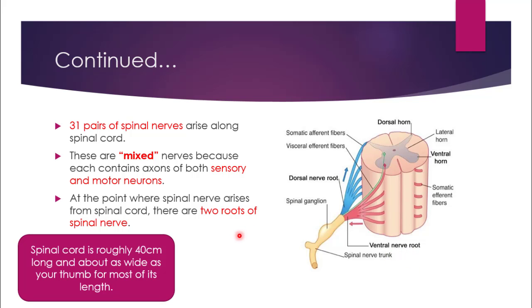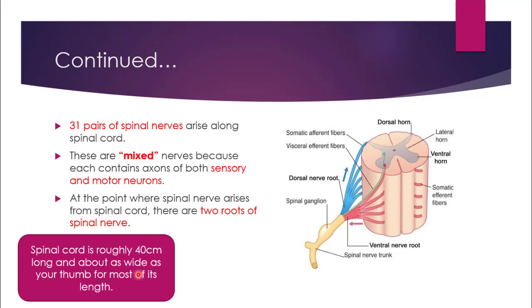If we talk about the length of spinal cord, it is roughly 40 centimeters long and about as wide as your thumb for most of its length, which means it is 40 centimeters long, having the width of your thumb.